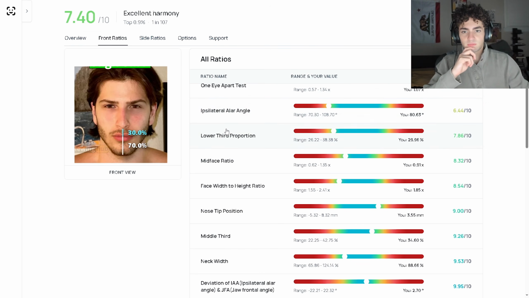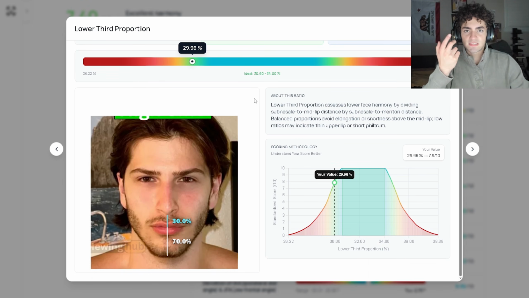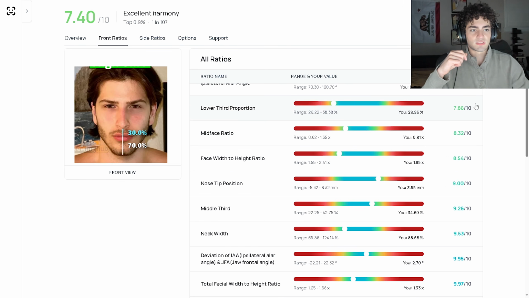Next is going to be his lower third proportion, which is about 29.96%, just out of the ideal of 30 to 34%. This means that his lower third is dominated too much by his lower lip and his chin. So we could just say his lower third is dominated too much by his chin. So yeah, that's quite a flaw right there, but it's not too big of a deal actually. As you can see, he only lost just like 2 points basically practically off of it, and his chin looks pretty good, so I'm not gonna go over that too much.